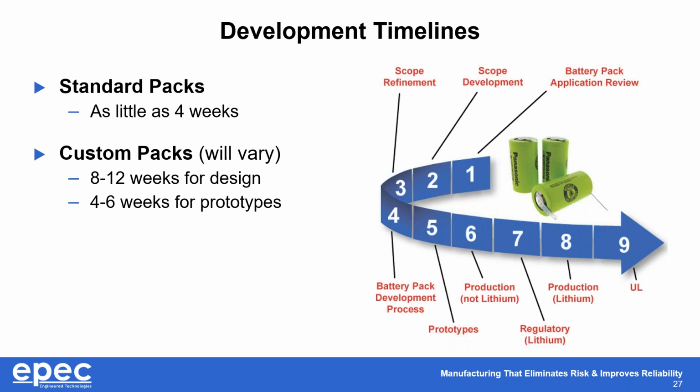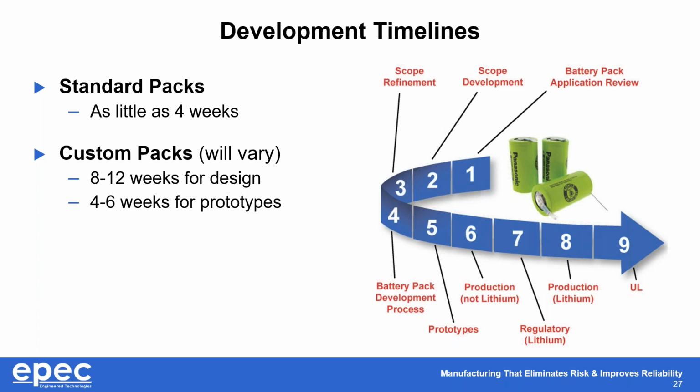The development timeline for a standard pack could be as little as 4 weeks. We can have your prototypes because we have everything we need. We just have to take all the pieces and put them together. Where a custom battery pack, just to design it, could take up to 8 to 12 weeks, if not longer, and then another 6 weeks for the prototypes.